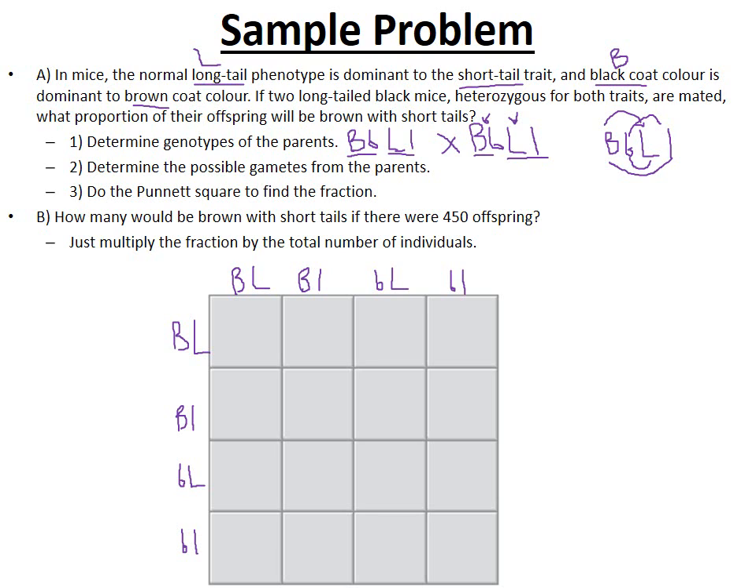So we found the gametes, and then we have to go and make a Punnett square to figure out the fraction of kids that would be brown with short tails. So before I even do that, let me write down what the genotype for brown with short tails is. Brown with short tail, so for the offspring, I'm just going to write that in a different color here. That would be little b, because brown is recessive, little l, little l.